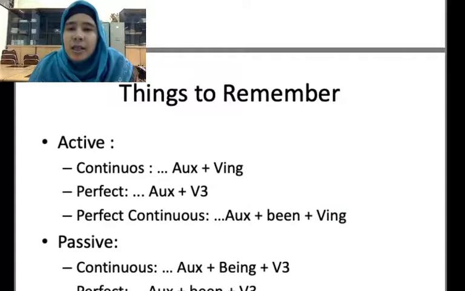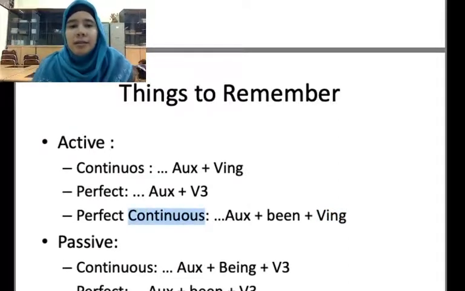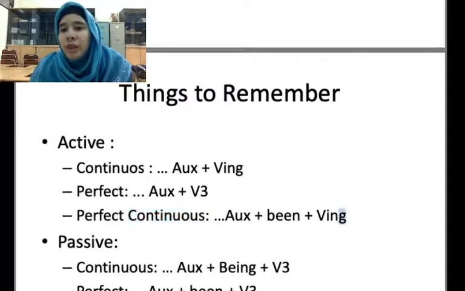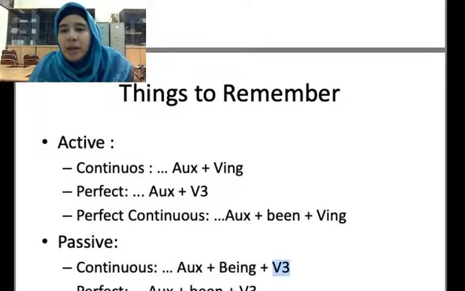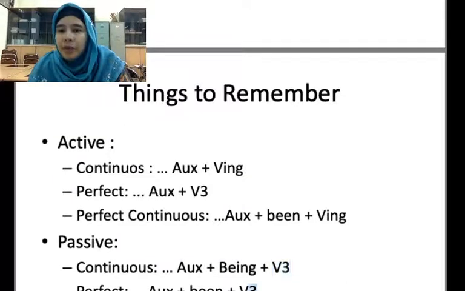Because you need to see the last title of the tenses. Just look at the very last title. If at the end it is perfect, you need to have verb 3. If at the end there is continuous, you need to have verb ing. Okay, remember every verb ing should be combined with the be. The be of perfect continuous is been. Right, then when it comes to the passive voice, for the continuous you only need to add the word being as the representative of continuous, and then add verb 3. As you can see, every continuous, perfect, and perfect continuous in passive voice uses verb 3.